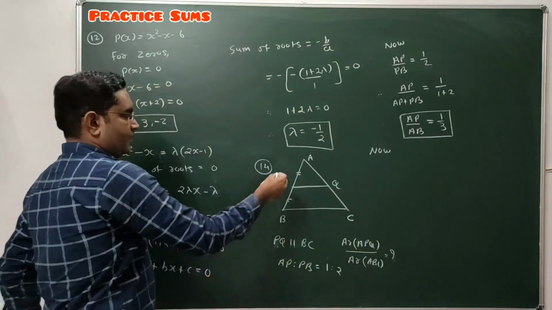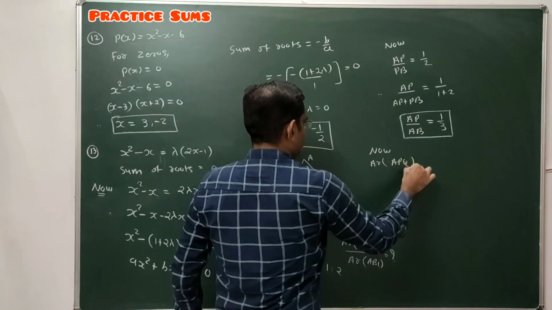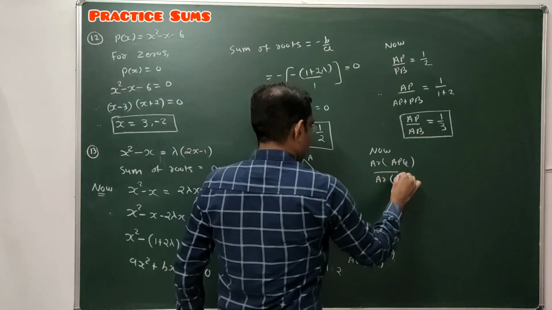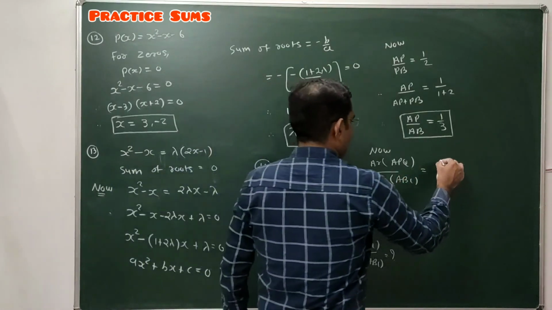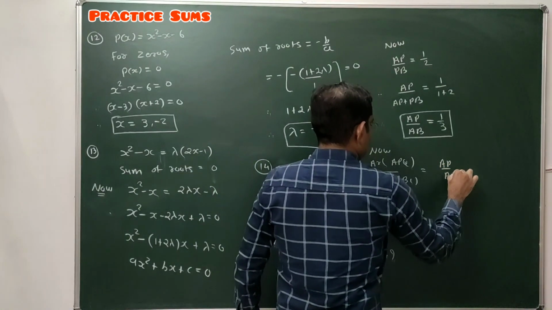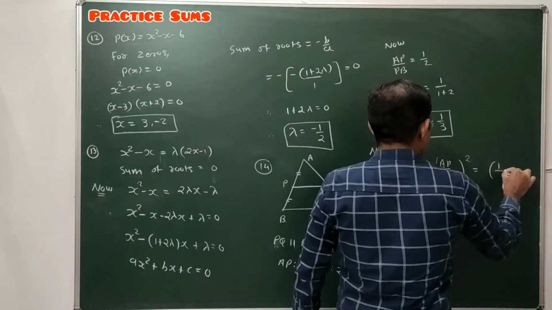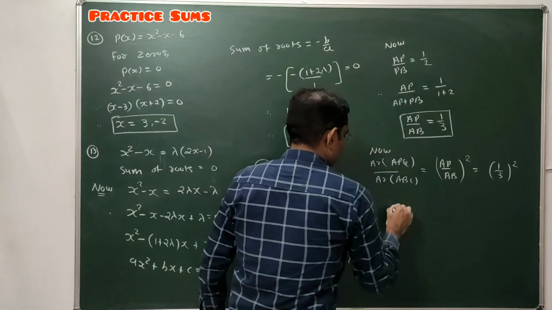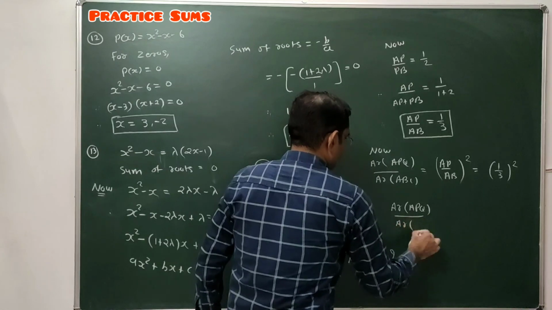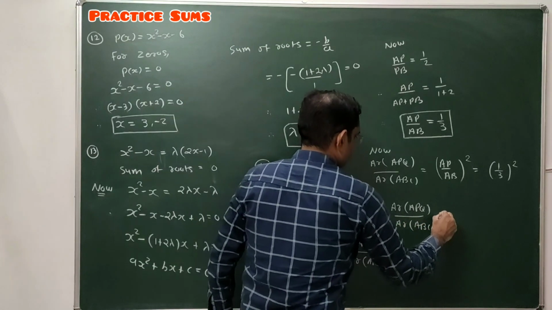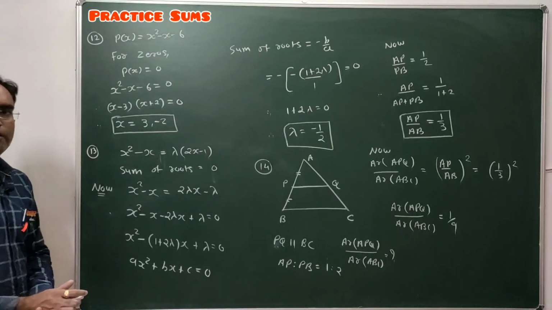So now the ratio of the area of these two triangles, area of the triangle APQ and area of triangle ABC, is nothing but the square of the ratio of the corresponding sides, that is AP upon AB, AP square by AB square, which is 1/3 square. So ratio of the area of triangle APQ upon area of the triangle ABC is equal to 1/9. Clear, students? Pause the video and note it down.